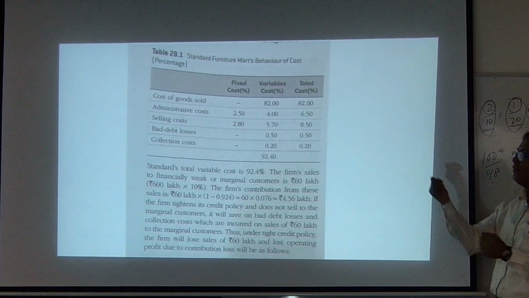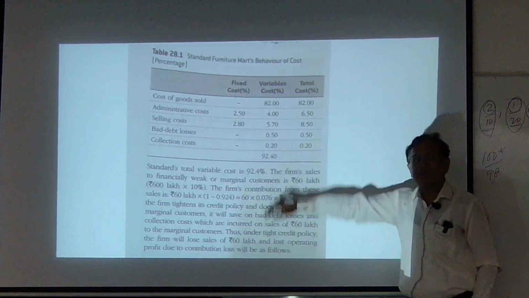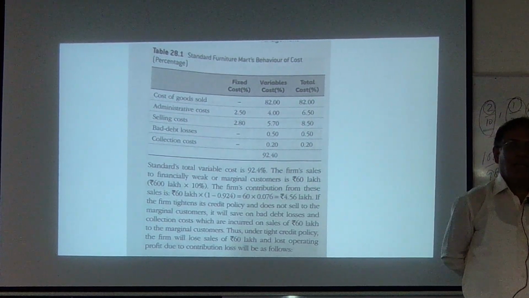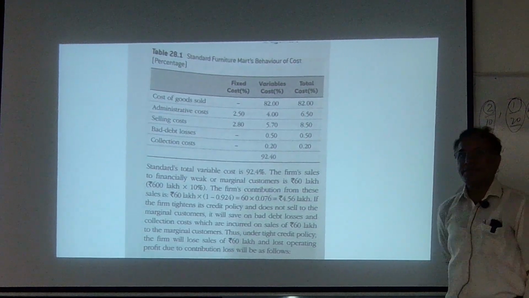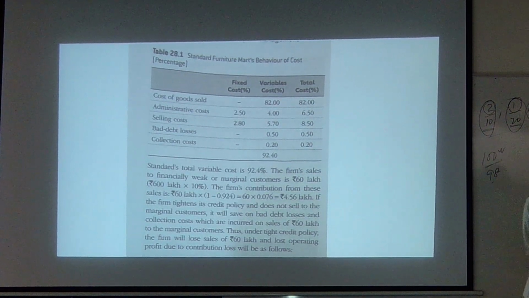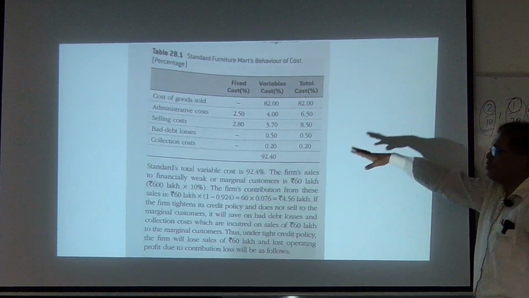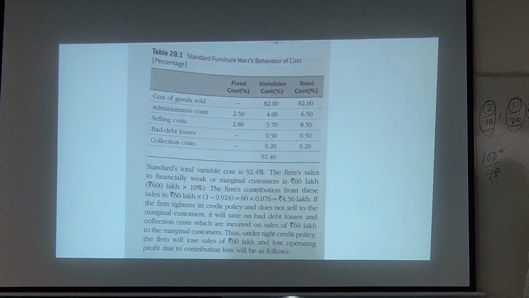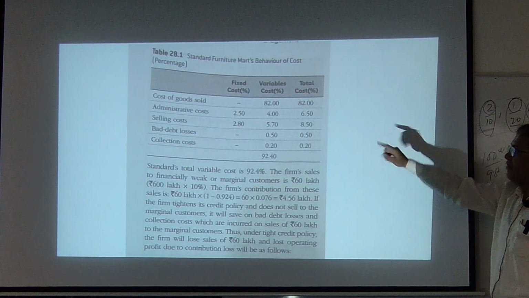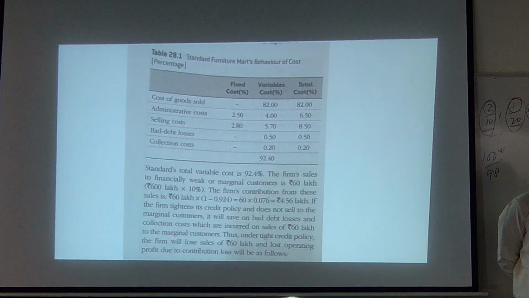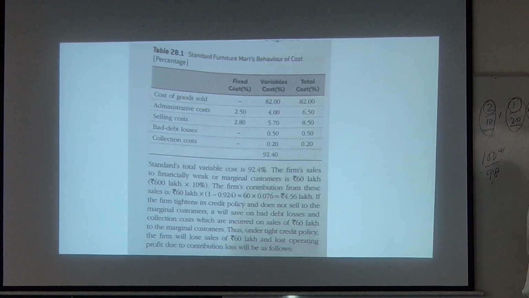तो कैसे सॉल्व करेंगे इसको? देखिए ये सेट इंफॉर्मेशन आपको दिया हुआ है, ये भी पार्ट क्वेश्चन का ही है. इस क्वेश्चन के पार्ट में आप गौर करके देखिए तो कॉक्स दिया हुआ है 82% इज द कॉक्स. एडमिनिस्ट्रेटिव कॉस्ट में 2 पार्ट हैं, 2.5% फिक्स कॉस्ट है एंड 4% वेरिएबल कॉस्ट है. सेलिंग कॉस्ट में 2.8% फिक्स कॉस्ट है एंड 5.7% वेरिएबल कॉस्ट है. बैड डेट लॉसेस 0.5% है एंड कलेक्शन कॉस्ट 0.2% है.